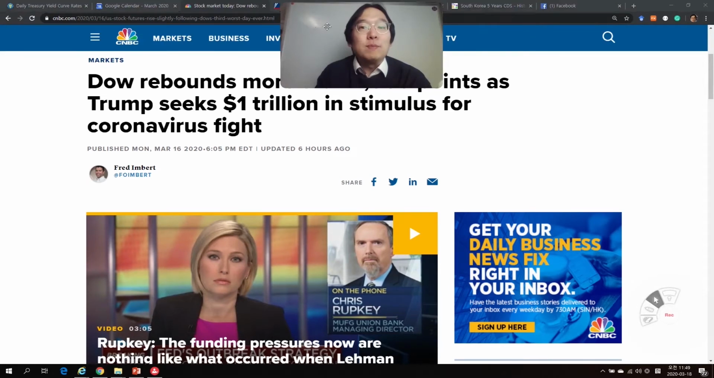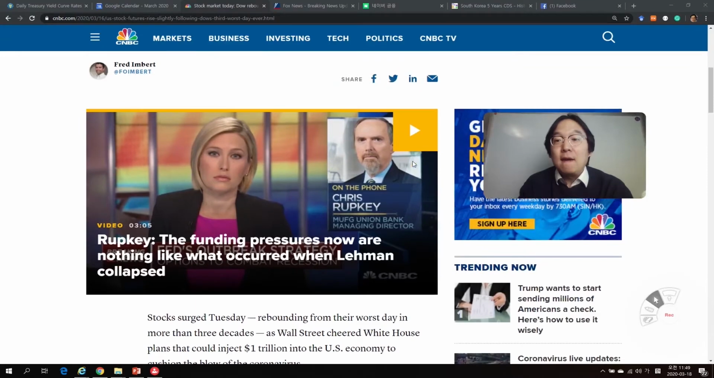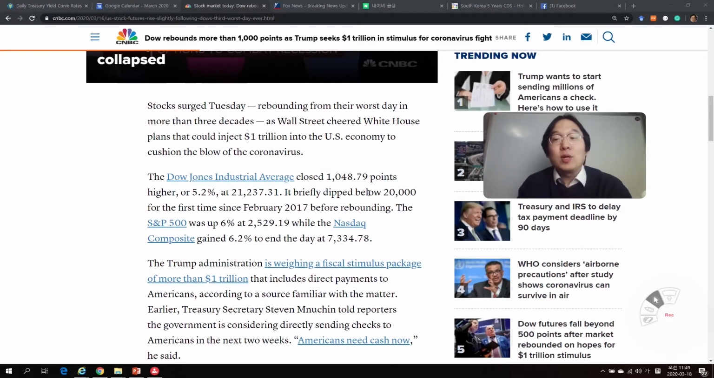The Dow rebounded more than 1,000 points as Trump seeks $1 trillion in stimulus for the coronavirus fight. Essentially, they implemented what I was wondering about. Actually, what I was wondering came from Greg Mankiw, right? He is a Harvard professor, a macroeconomist from conservative think tank circles, the most genius guy among those conservative economists. And it seems Donald Trump's administration accepted his argument and said, let's do it.